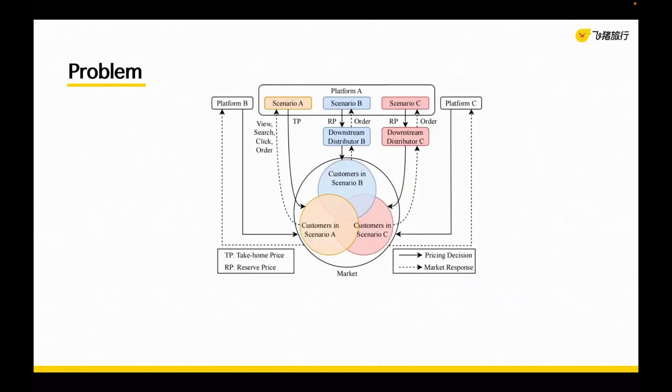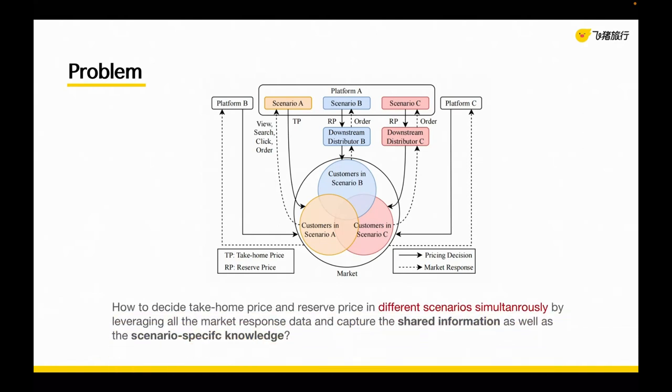Besides, data reflecting market demand, including historical search, view, click, and order, is available only for scenario A. As for scenarios B and C, we only receive order information from the downstream distributors. The problem we want to solve is to optimize the take-home price and reserve price by leveraging all the market response data and capturing the scenario-specific knowledge as well as the shared information.